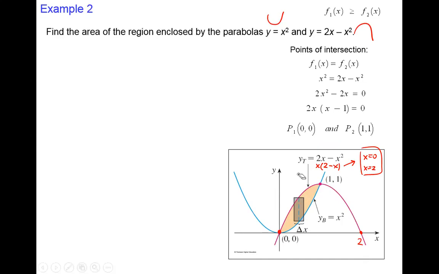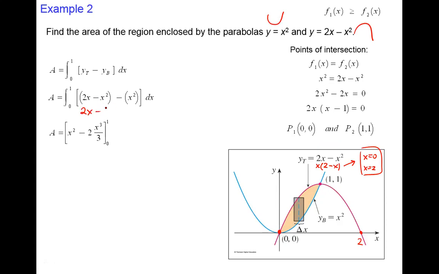That means to set up a definite integral which represents the area of the region enclosed is the integral from 0 to 1, the top curve minus the bottom one. The top one is 2x minus x squared, minus the bottom one, x squared. And I did integrate, this will be 2x minus 2x squared. Integral of 2x is x squared, integral of 2x squared is 2x cubed over 3. Substituting 1 and 0, I'm getting 1/3. Again, a positive answer, that means probably I didn't make any mistake.